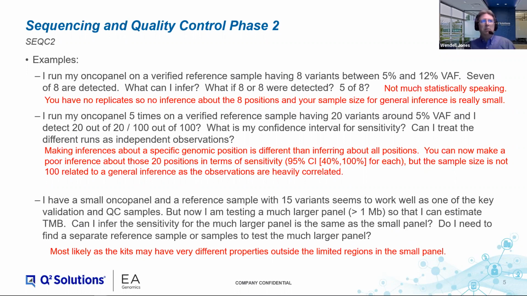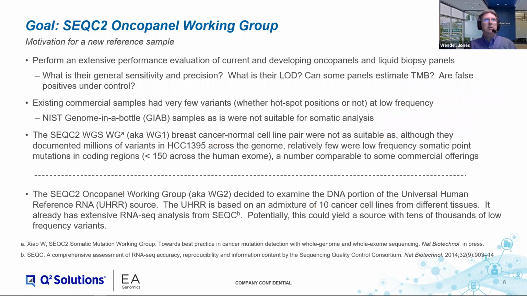And the answer is most likely the latter, as the kits may have very, very different properties outside the limited regions in the small panel. So you can't take the results from a small panel and just automatically assume that you'll get the same results for the much larger panel.